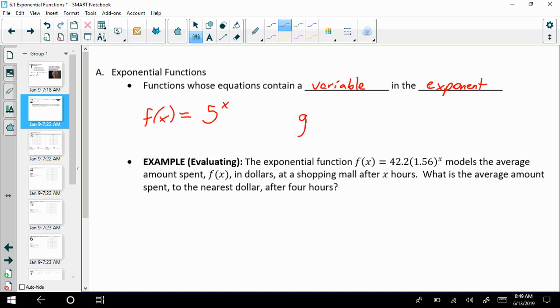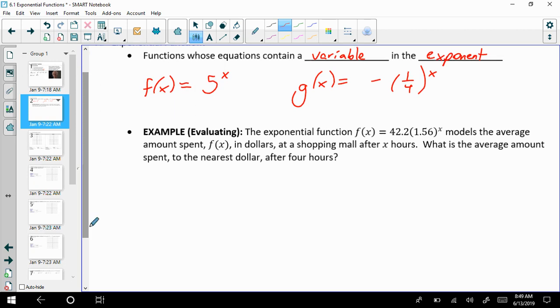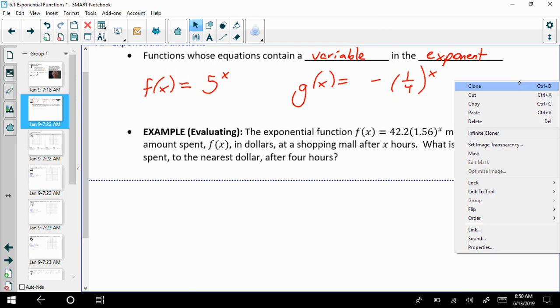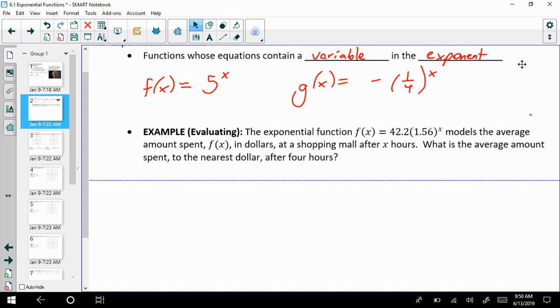It could also be something like this guy. Again, notice there's a variable as the exponent. That's what makes it exponential. So let's just see if we can work with these to begin with. The exponential function f of x equals, and then it gives me the function, models the average amount spent, f of x, in dollars at a shopping mall after x hours. What is the average amount spent to the nearest dollar after 4 hours? So after 4 hours.